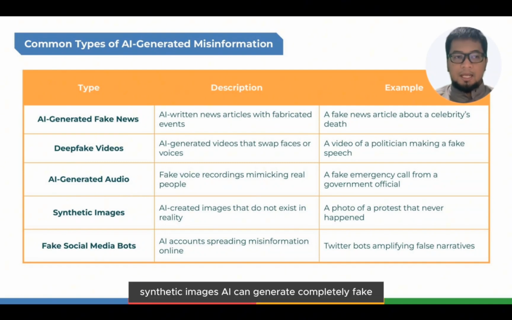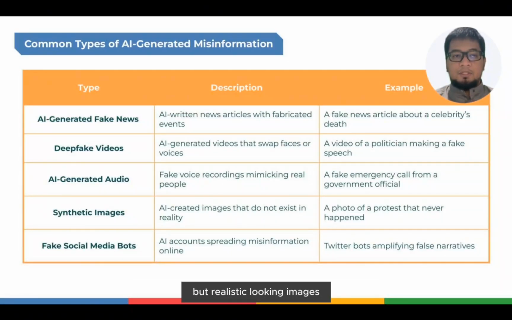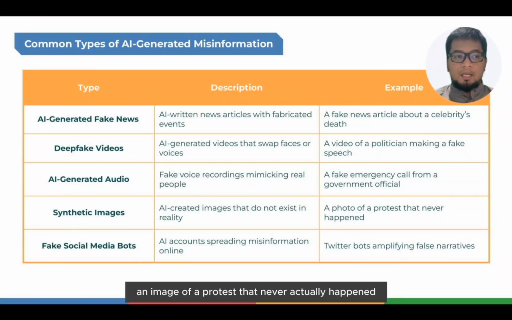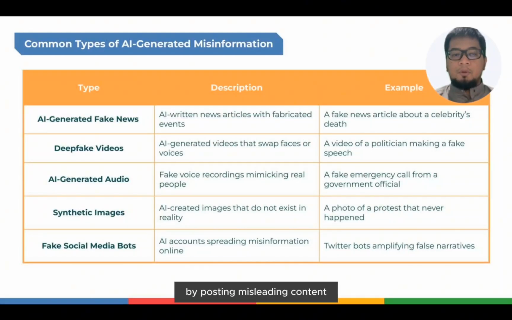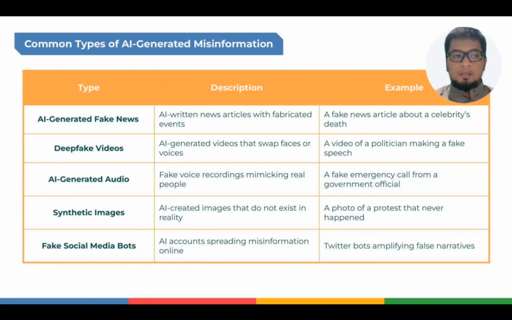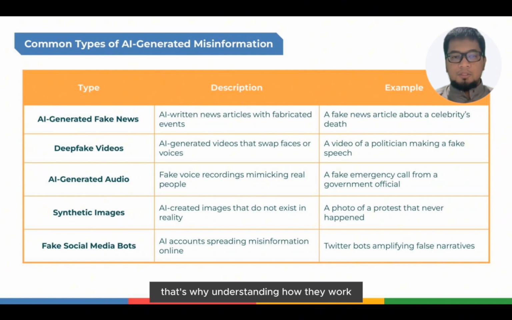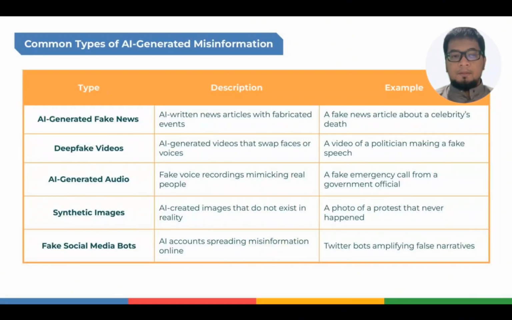Synthetic images. AI can generate completely fake but realistic-looking images. For example, an image of a protest that never actually happened can be created to manipulate public opinion. Fake social media bots. AI-powered bots can spread misinformation at scale by posting misleading content, engaging in discussions, and even arguing with real users to push a false narrative. Each of these tactics makes it harder to separate fact from fiction. That's why understanding how they work is the first step in staying ahead of misinformation.